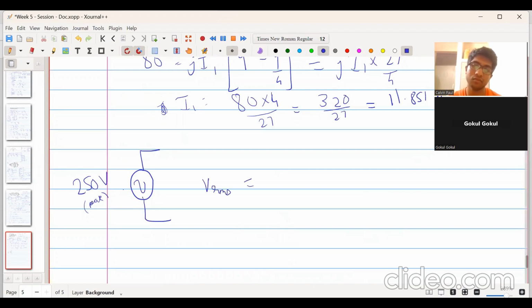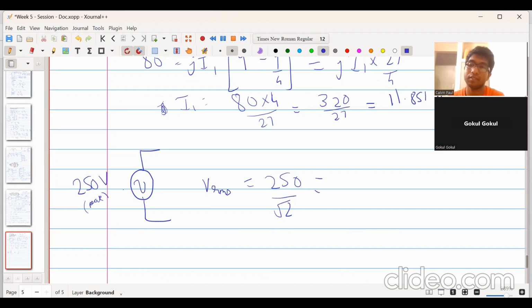Divided by root 2, sir. Yes, divided by root 2. IRMS equals I naught divided by root 2. VRMS equals V naught divided by root 2. So 250 divided by root 2.